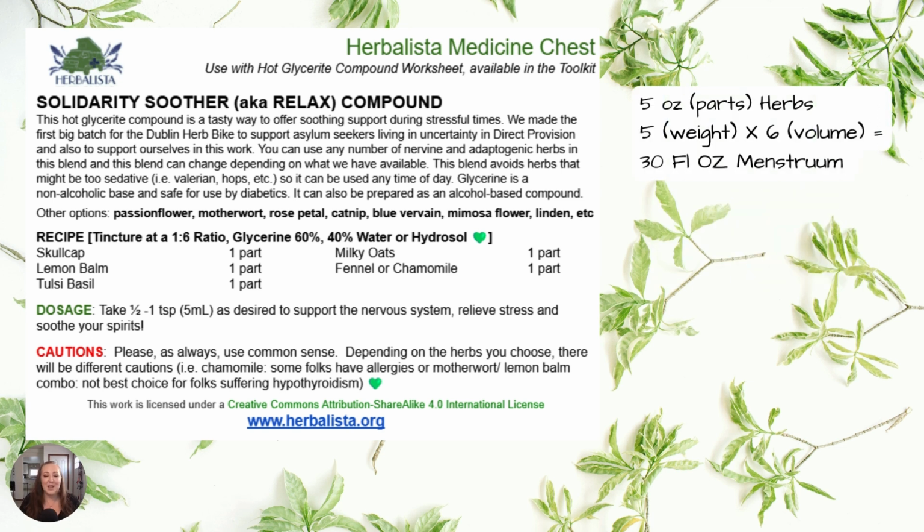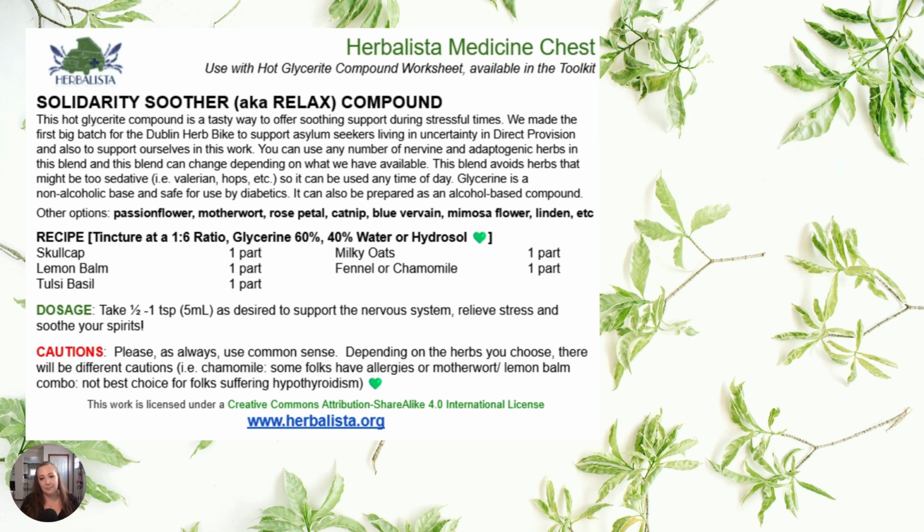So that means that we have 5 ounces or parts of herb. So 5 is our weight times 6, which is our volume. This means that we would require 30 fluid ounces of menstruum.